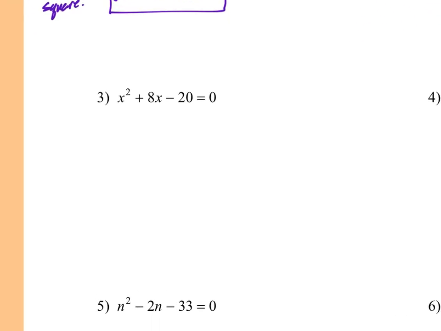Okay, same thing, you guys. Guess what? We're doing the same thing over and over and over again. So I'm going to look at, what am I looking at? Oh, I'm going to rewrite it first.